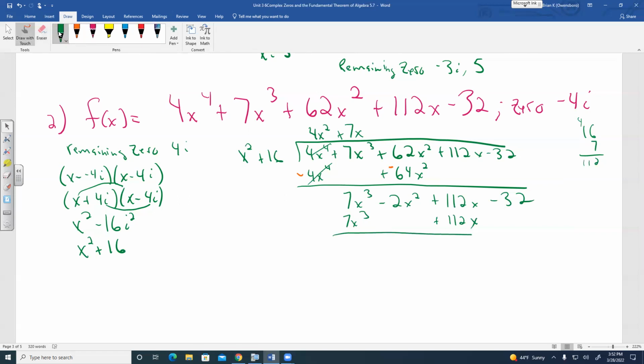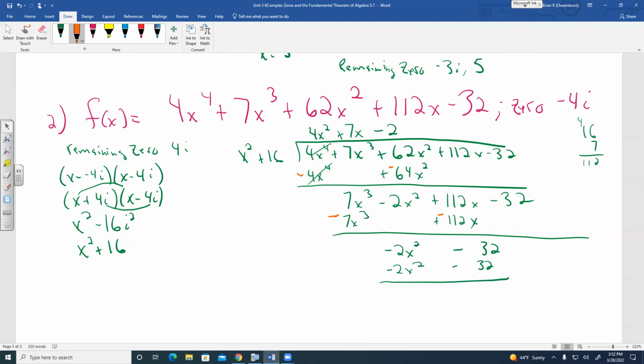So we now need to finish this off. So we subtract, in other words, we change the signs and add. So this negative 2x squared comes down, and this minus 32 comes down. And then we look at this again and ask ourselves, how many x squareds will go into negative 2x squared? That looks like that's going to be a negative 2. So negative 2 times x squared is negative 2x squared. Negative 2 times 16 is negative 32.